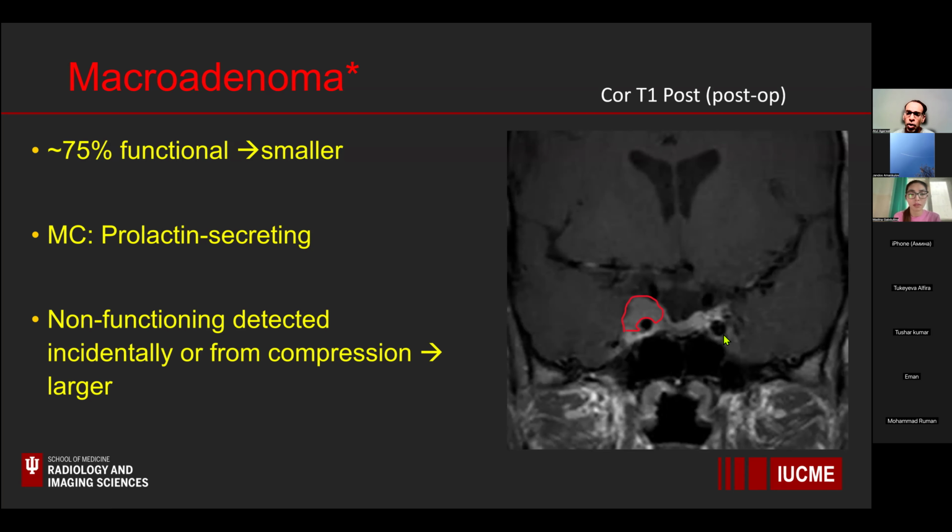And what I'm sharing on the right side is a coronal image of a macroadenoma that was largely resected. The portion the surgeon couldn't resect is in the right cavernous sinus surrounding the ICA. So that is a residual disease after resection of these large macroadenomas.